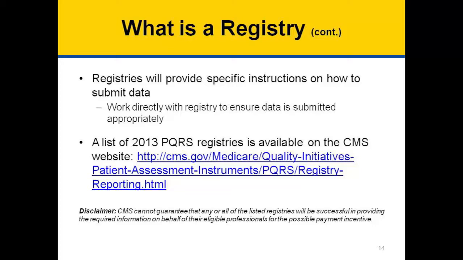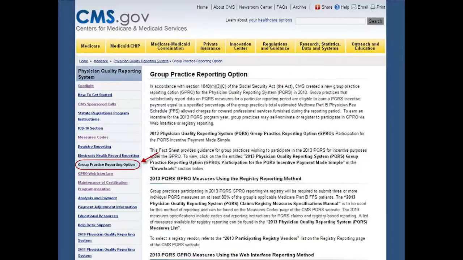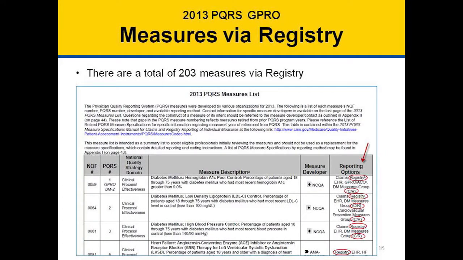A list of 2013 PQRS registries is available on the CMS website at this link. Please note, CMS cannot guarantee that any or all of the listed registries will be successful in providing the required information on behalf of the eligible professionals for the possible payment incentive. This is a screenshot of the Group Practice Reporting option website at cms.gov. There are a total of 203 measures that are available to be reported via a registry. You are able to determine if a measure can be reported via a registry by looking at the far right column called Reporting Option in the 2013 PQRS Measures list.